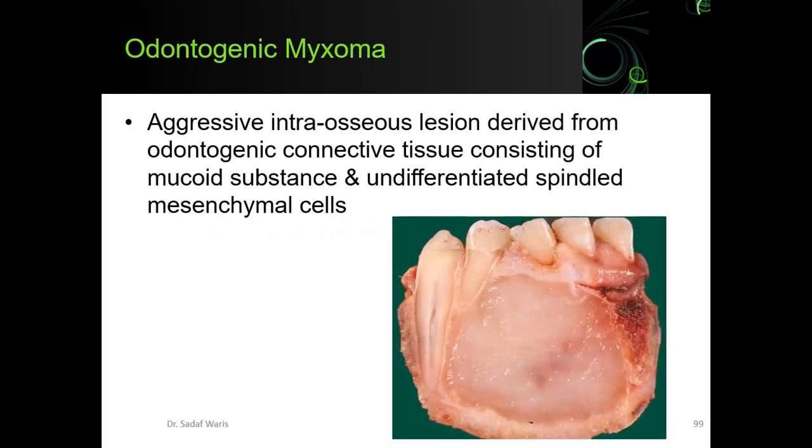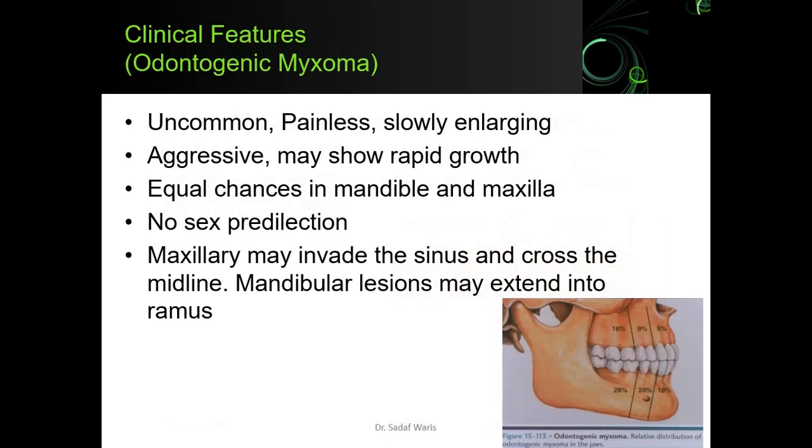Odontogenic myxoma. Odontogenic myxomas are aggressive intraosseous lesions which are derived from the odontogenic connective tissue. They consist of spindled mesenchymal cells which are lying against the background of a mucoid substance. If you can appreciate in the lower right corner of this slide, you may find a picture of anterior teeth. Underneath these anterior teeth is lying a well-circumscribed grayish white gelatinous mass within the bone.